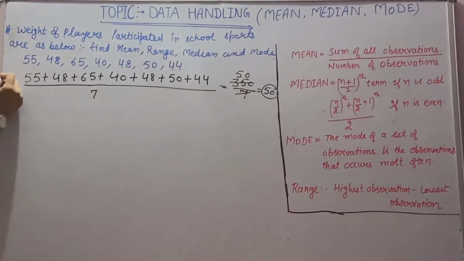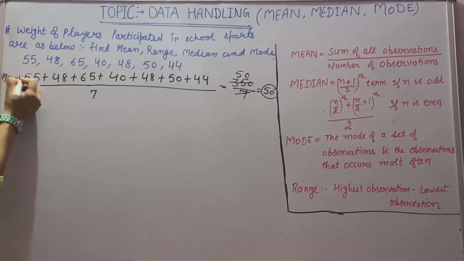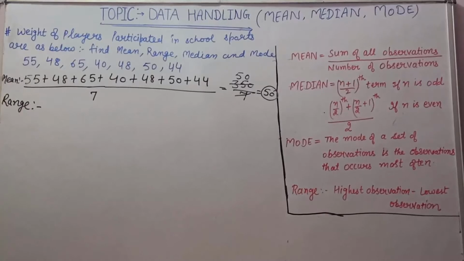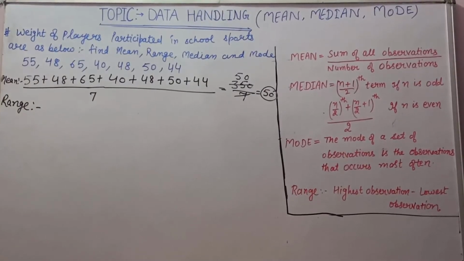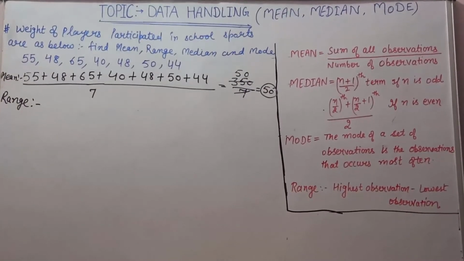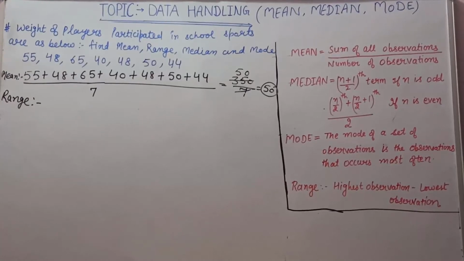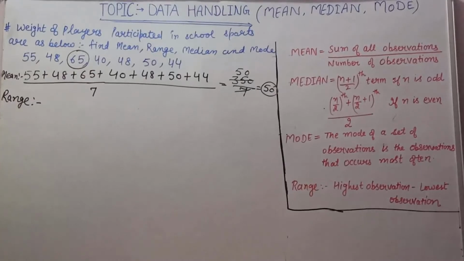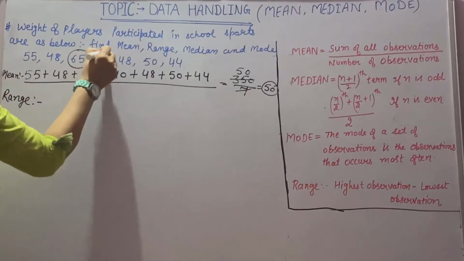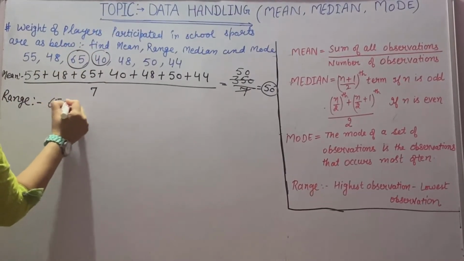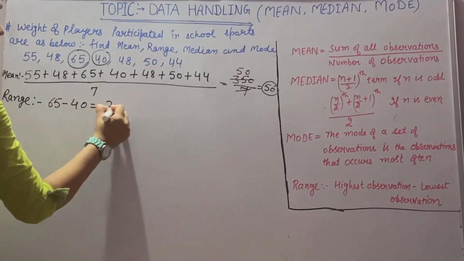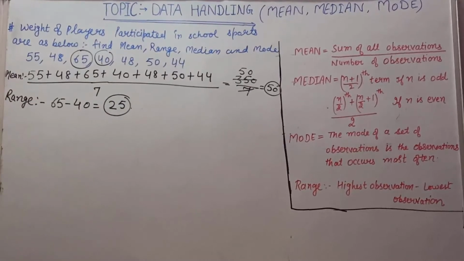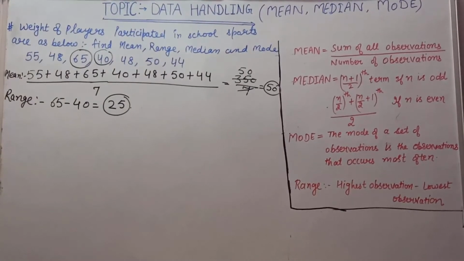Second is the range. What is the formula to find the range? Highest observation minus lowest observation. Now, 65 is the highest observation in this question and 40 is the lowest observation. 65 minus 40, we get 25. 25 is the range. The third one is the median.